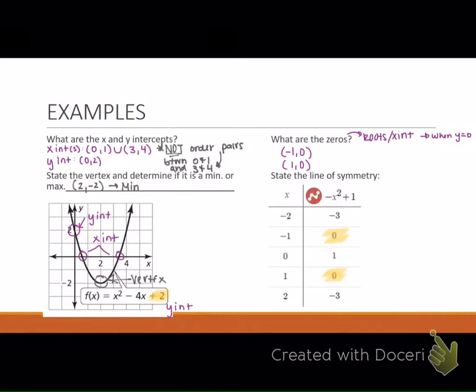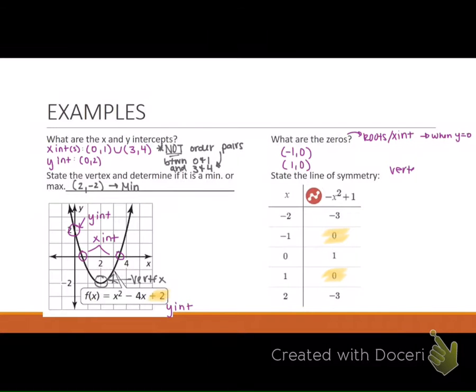So zeros just mean x-intercept? Yes. It means roots, zeros, and x-intercept all mean the same thing. Okay, so the next question here says state the line of symmetry. So to state the line of symmetry, we have to know where the vertex is at. So, Blaine, where is my vertex in this problem? So let's start there. Where is my vertex?